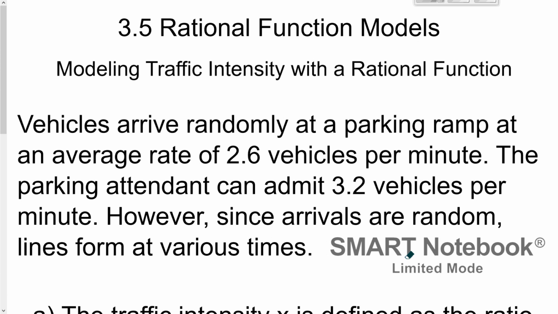Here's the last subject in 3.5, rational function models. So we're finding the traffic intensity of a rational function. This is like a parking garage, and you're figuring out how many people are waiting in line at any given time. Vehicles randomly arrive at a rate of 2.6 vehicles per minute, and the parking attendant can let 3.2 vehicles through per minute.